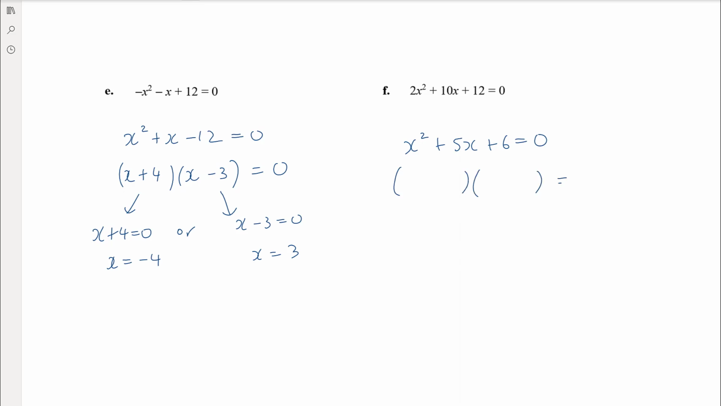Factorizing, it's a simple quadratic. Factors of +6 that add up to +5. x plus 2, x plus 3. Null factor law tells us that x plus 2 could equal 0, or x plus 3 could equal 0, which means that x could be negative 2 or negative 3. There's our two solutions.